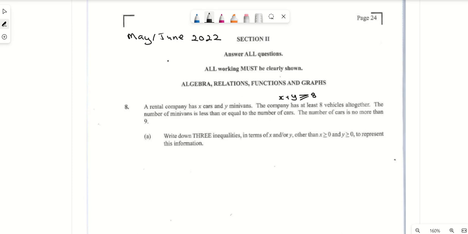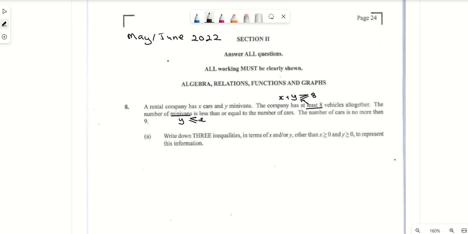Then the next one says the number of minivans is less than or equal to the number of cars. So if we were to just put that, the number of minivans is Y, is less than or equal to, that's the one that looks like an L, or equal to, right, minivans is less than or equal to the number of cars, which is X. So that is the next inequality, if we were to read it, right? So they say at least 8 vehicles. That is how I got this one here. And then the number of minivans is less than or equal to the number of cars, right?